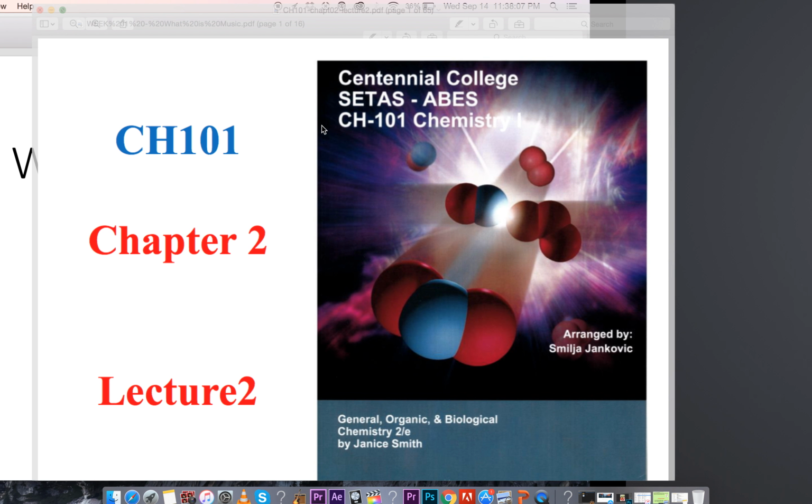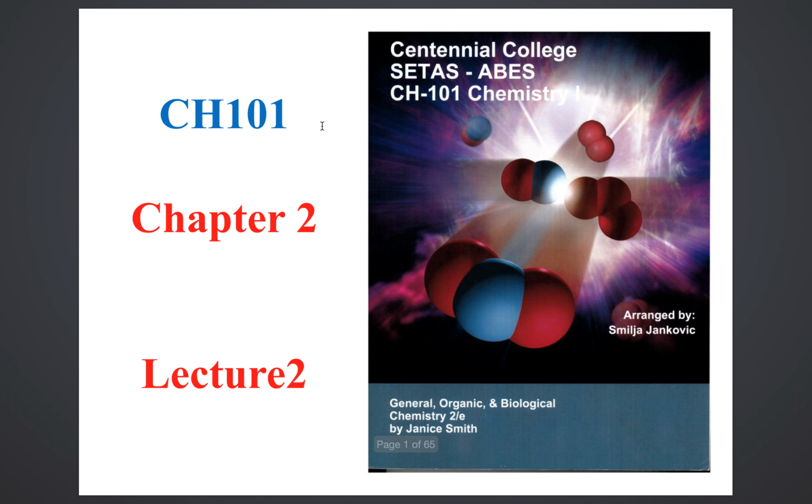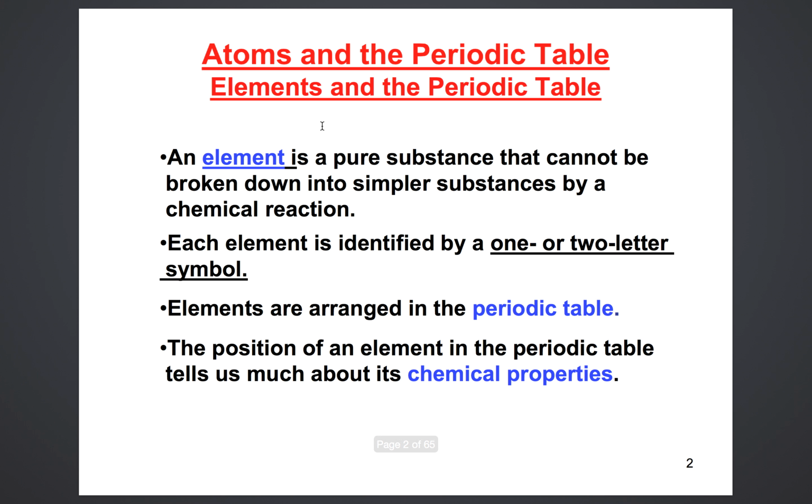Welcome to the Banujan Lecture, Chemistry CH101, Lecture 2. Here we have atoms and the periodic table, elements and the periodic table. This is the important part where we're going to be learning about the periodic table, the atoms, and the elements of the science.